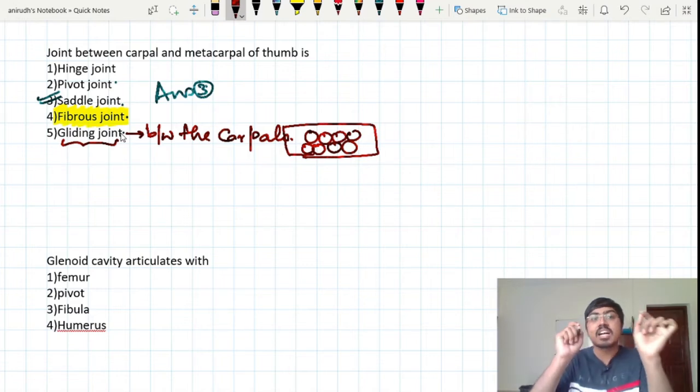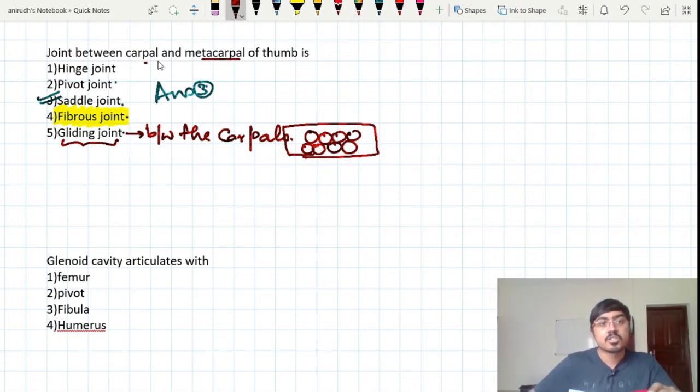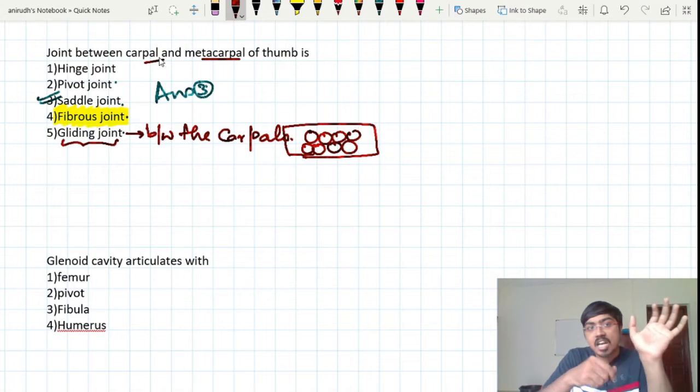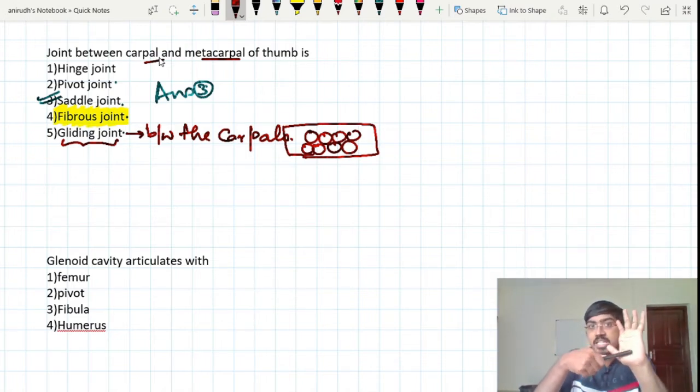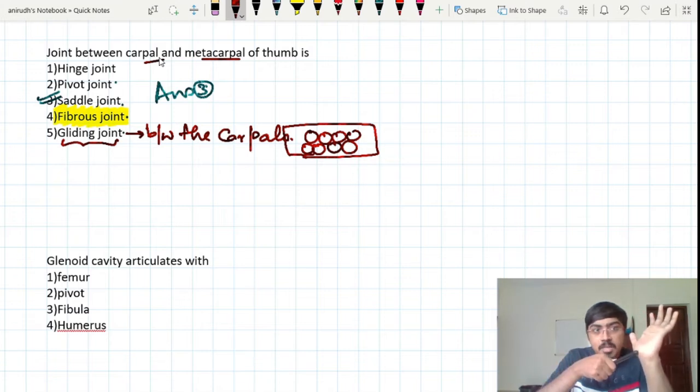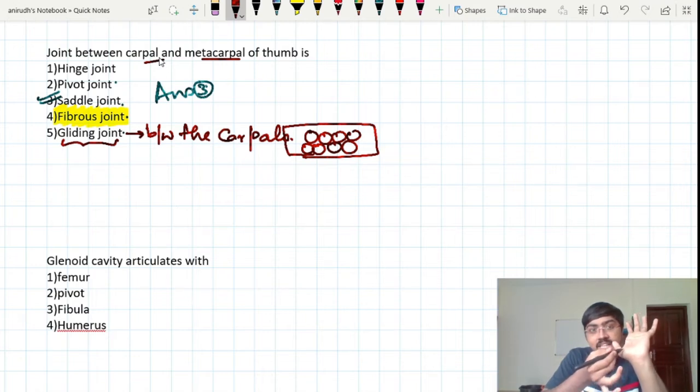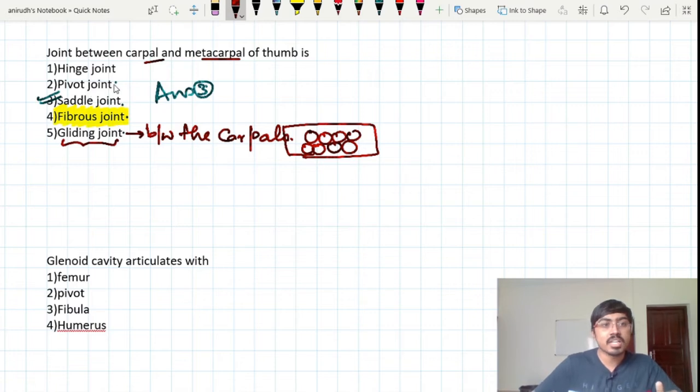So the gliding joint is the joint that is there in the wrist. Now between the carpal and the metacarpal of the thumb: the metacarpals form your palm. Here come my metacarpals, 5 metacarpals. So from the carpal to the metacarpal of the thumb, this is the area of the joint. This is the metacarpal, this is the carpal. This is the example of saddle joint.